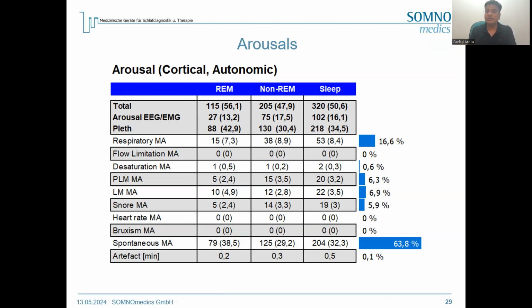A normal arousal index, below 15, is okay. But in this particular case, it is showing an arousal index of 50.6, which is very, very high.